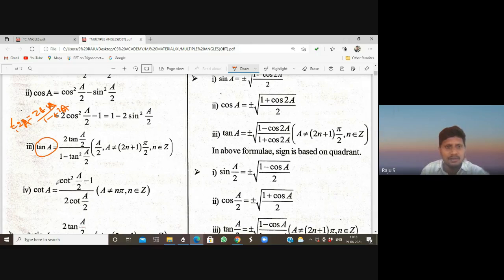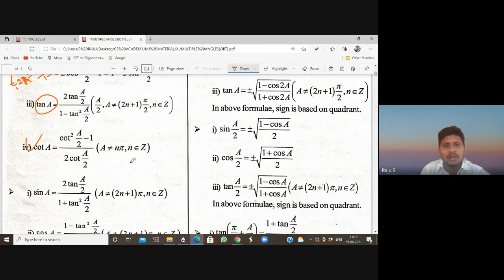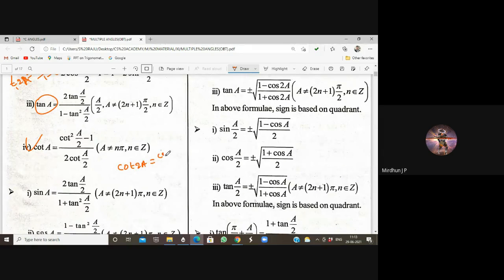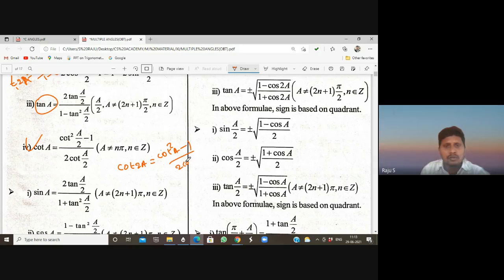In the same way, the cot 2a formula, you can take the cot 2 theta formula. What is the cot 2 theta formula? Or cot 2a is cot square a minus 1 by 2 cot a. So just replace a by a by 2, dividing by 2. Yes, here a by 2, a by 2, by 2. So we are going to get this formula. Like that. Okay.